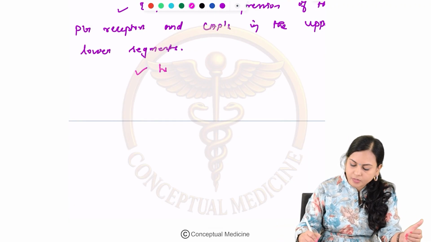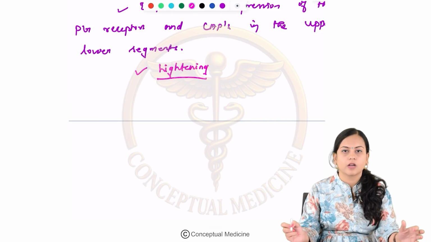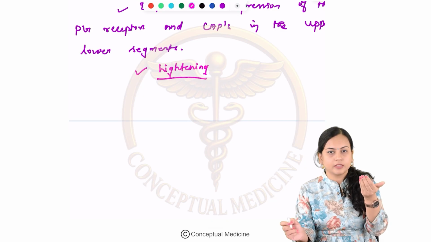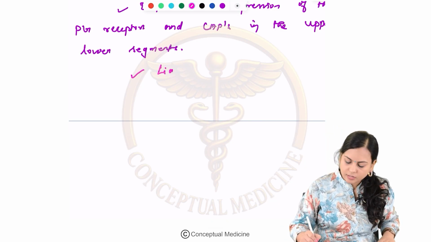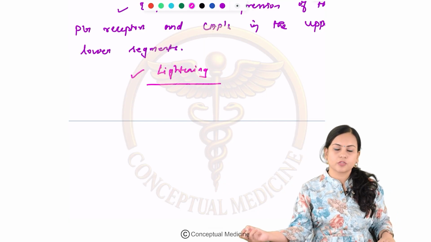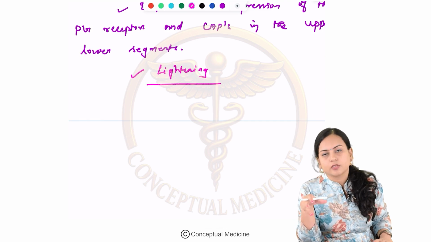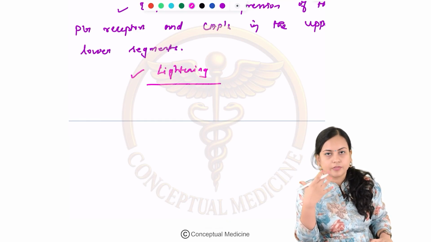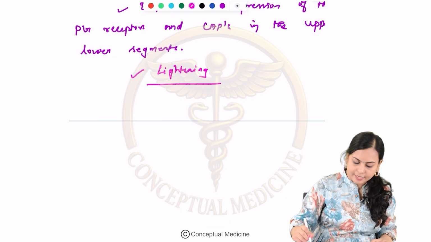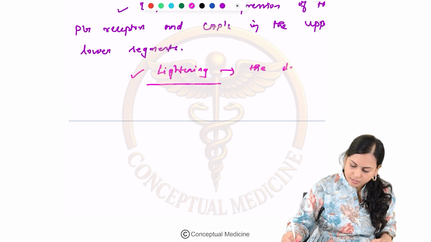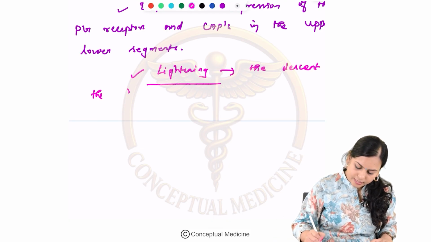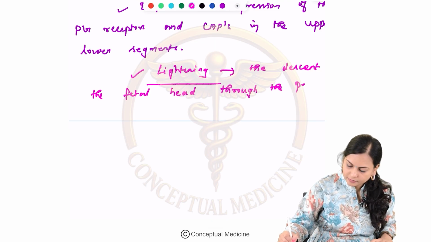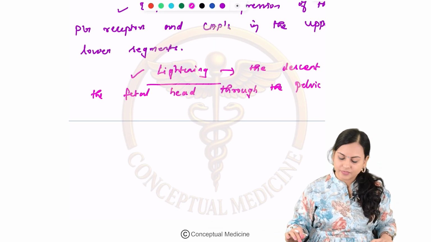Okay. What is lightening? This is the phase when lightening is going to occur. When the fetal head is going to engage into the maternal pelvis, the pressure that is given by the uterine fundus over the diaphragm is going to reduce, and at that time the mother will feel like she can breathe easily. Okay, so that is lightening. So, this is nothing but the descent of the fetal head through the pelvic inlet. Yes. Next one.